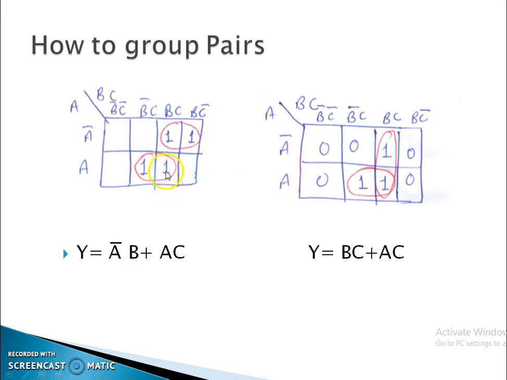You can say that this one and this one are also adjacent. So if we make a group of this one and this one, for this one we have to make a pair of this, and for this one we have to make a pair of this. If we make a pair of this also, then an extra term will be added to our minimized expression. This extra term is known as a redundancy term. So we will avoid this type of redundancy.